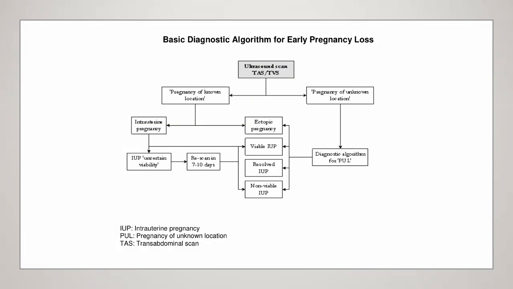So this is an algorithm which can help you, because it contains the ultrasound scan and how you will approach a pregnancy of unknown location if you don't see anything. Then it can be an intrauterine pregnancy, a very early pregnancy, or it can be an ectopic, a viable pregnancy, a resolved intrauterine pregnancy, or non-viable. Then according to this we will approach the patient.